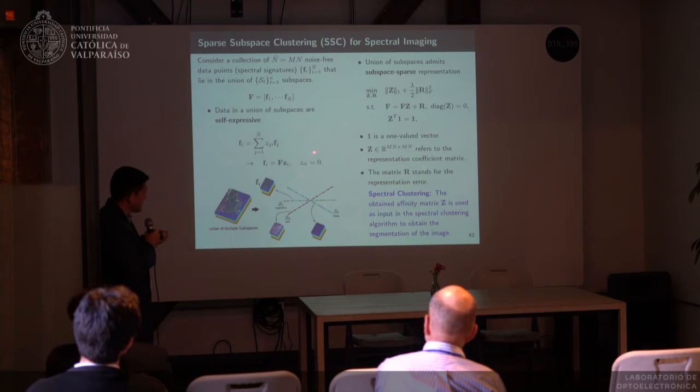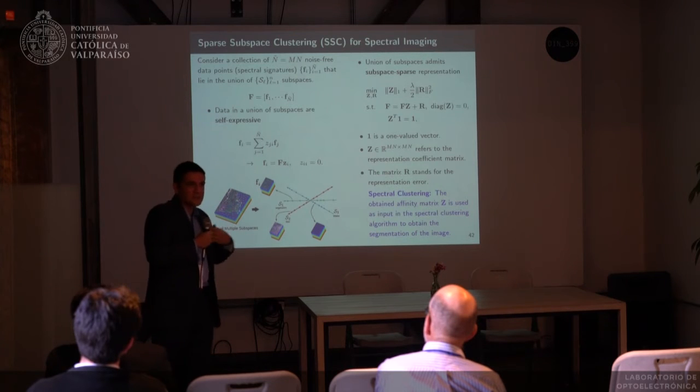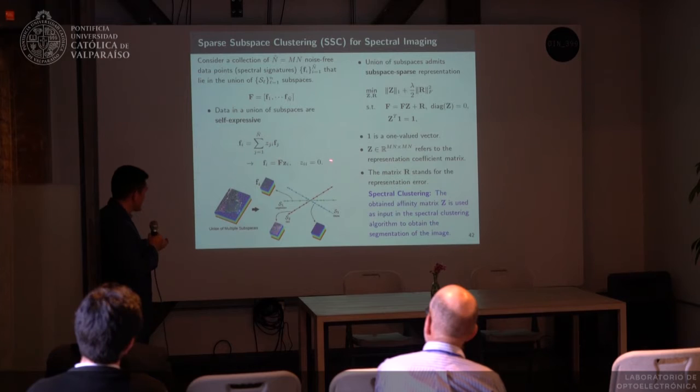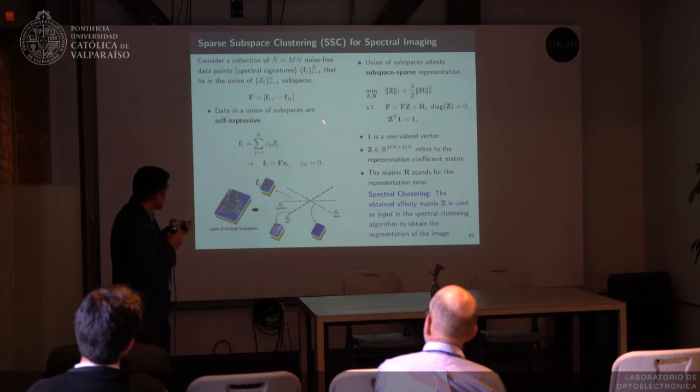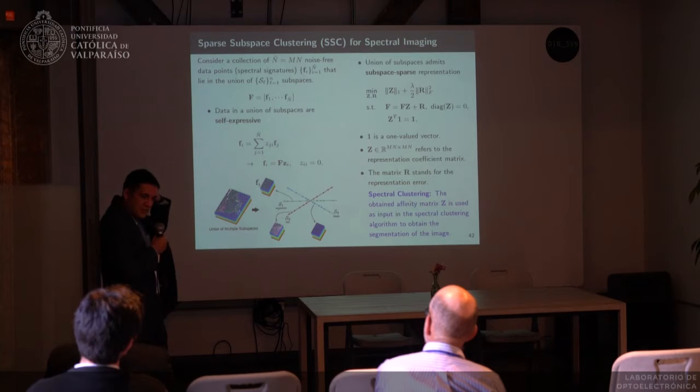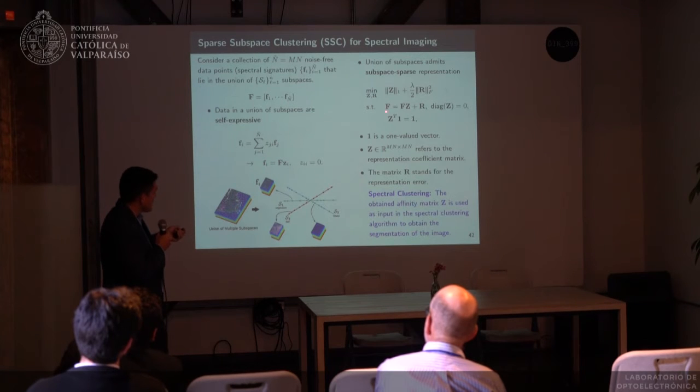Of course, you need this constraint because you are equal to yourself. You don't need that kind of trivial solutions. And the idea to calculate the subspace clustering is to solve this problem. Okay? This is the normal problem that you need to solve. Okay, where R is just the error in your model because you are going to have errors.